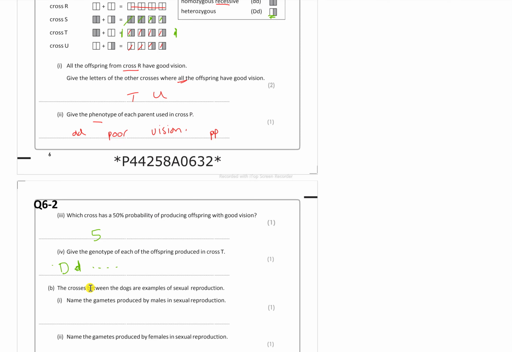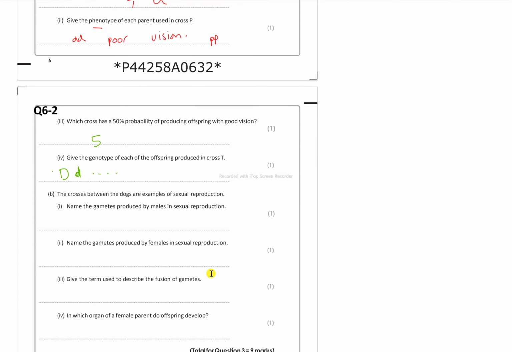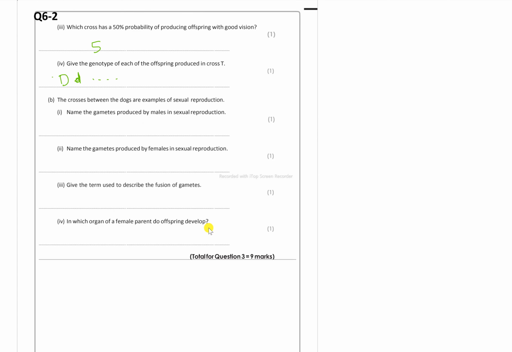Right. So we're looking at the crosses between dogs. The crosses between dogs are examples of sexual reproduction. Name the gametes produced by males in sexual reproduction. So males produce sperm, females produce egg, or you can say ova or ovum. Give the term used to describe the fusion of gametes. It's called fertilization.